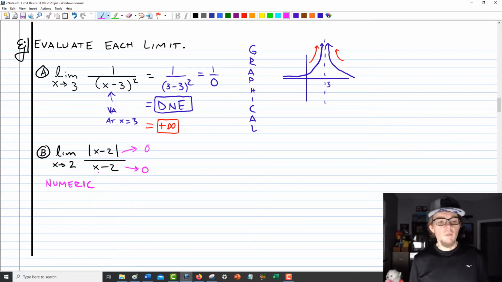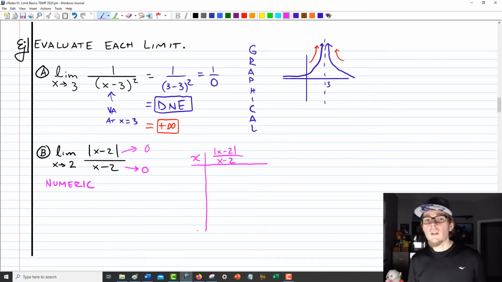So from here, I want to take a numeric approach because I just have a feeling I'll get some good information here. So what I'm going to do is generate a quick table of values. I'm going to write x values on one side, and then I'll write values of the absolute value of x minus 2, over x minus 2. Now looking at this function, I can see really clearly that there's a problem happening at x equals 2. So I'm going to put x equals 2 in the middle of this.